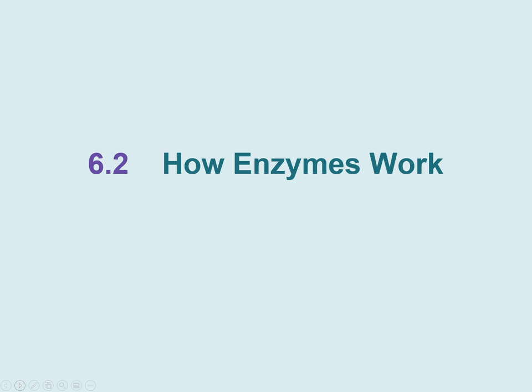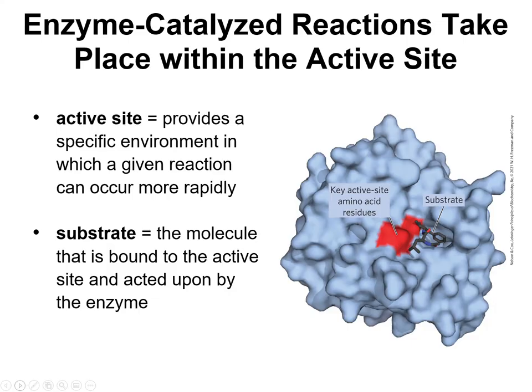How do enzymes work? Enzymes have a little place called an active site. And that active site provides the exact environment that will allow a particular reaction to occur very rapidly. So here we've got a protein, it's an enzyme, and that red patch represents the active site. And that's just all the amino acids, and if there's any cofactors or coenzymes, all of that is in that tiny little active site. And there's also a substrate bound.